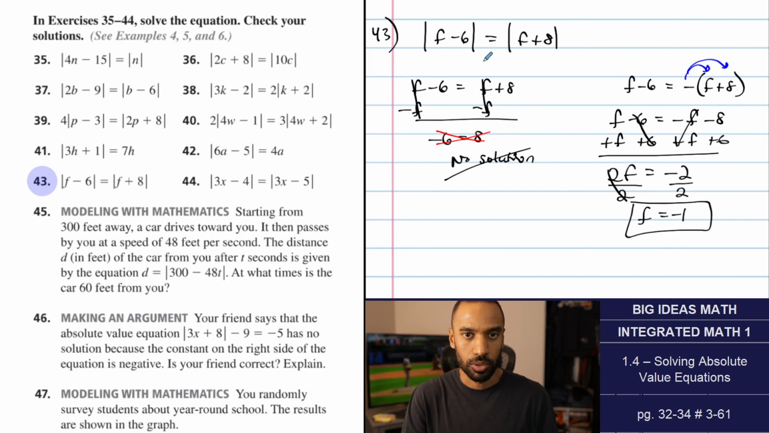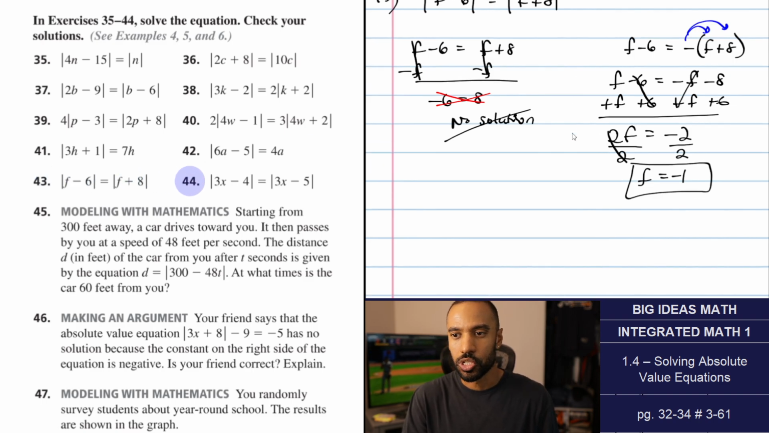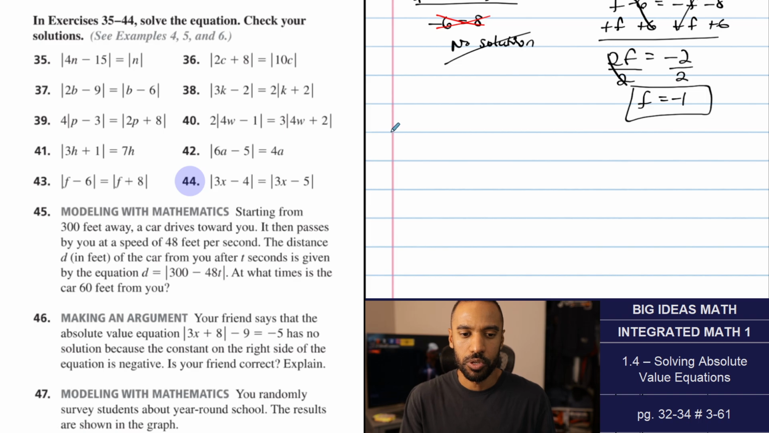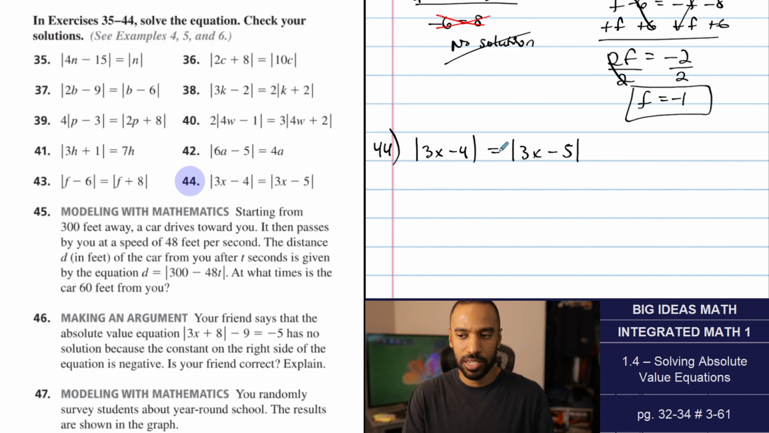F equals -1 is the only valid answer for this one. Now number 44 looks to get more of the same concern, the same woes. You can already see it right now. There's a 3x on both sides in different terms inside there. So it looks like the positive version of this is going to have the same issue as before. And I doubt the negative version will have that problem.